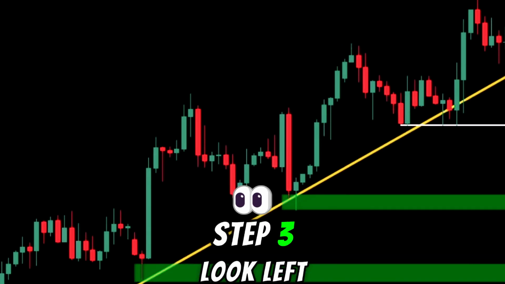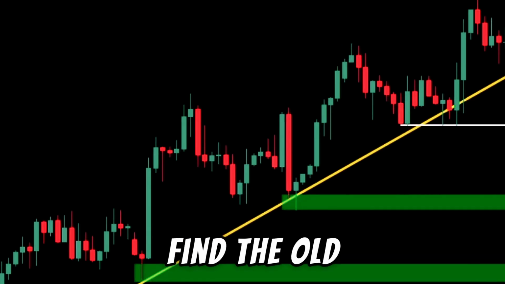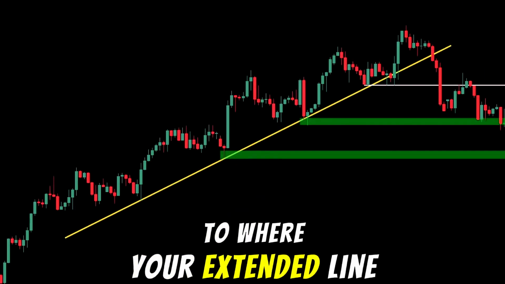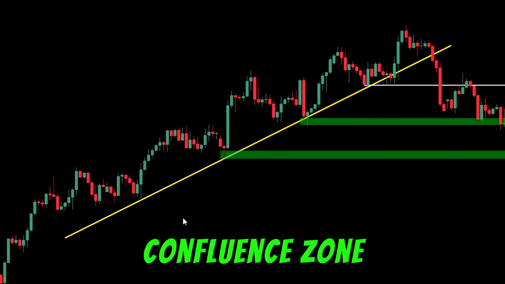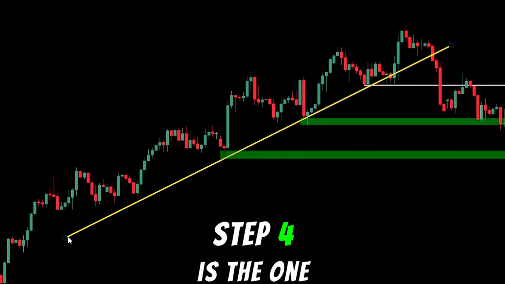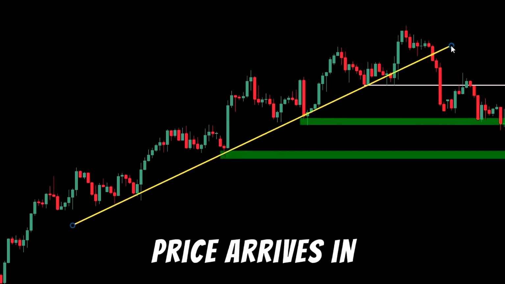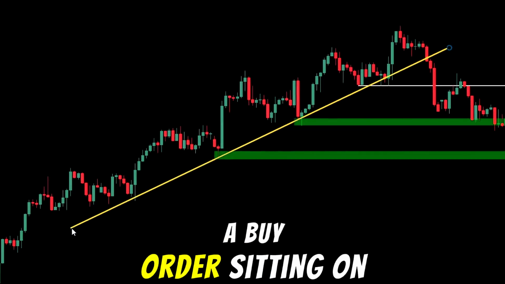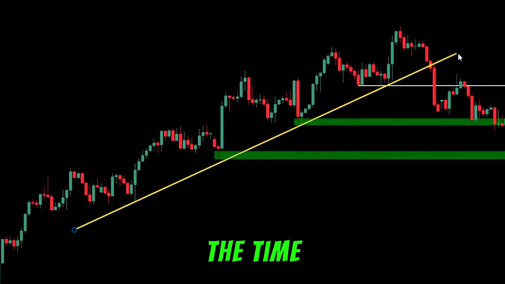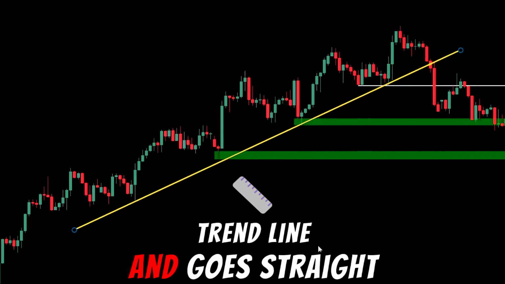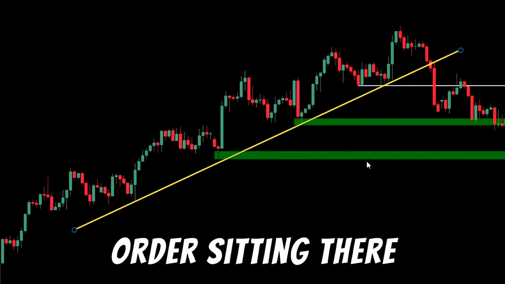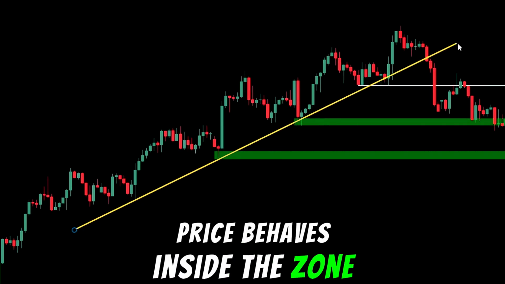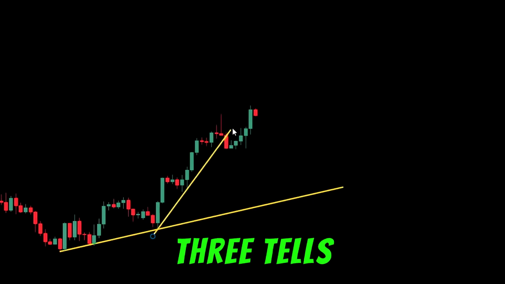Step 3. Look left. Find the old resistance the market broke through on the way up. If it sits close to where your extended line will be, you've got your confluence zone. Step 4 is the one everybody skips. Price arrives in your zone, and you do nothing. You do not have a buy order sitting on the line, because roughly half the time, price gets to a trend line and goes straight through it, and a limit order sitting there is just a donation. Instead, you watch how price behaves inside the zone, and you're looking for one of 3 tells.